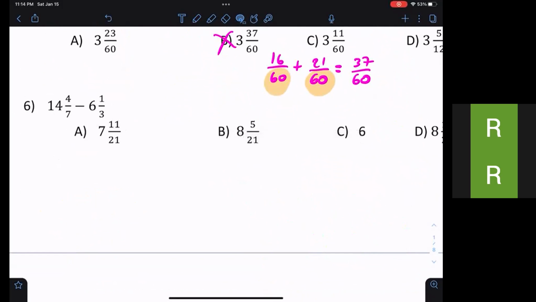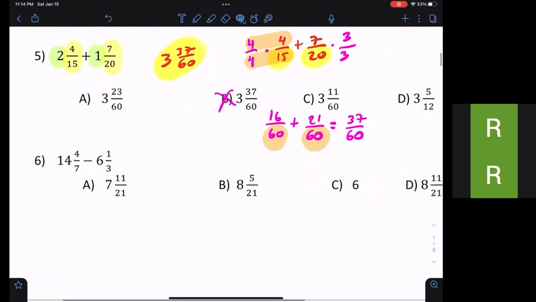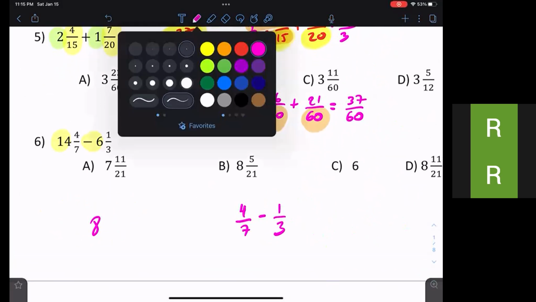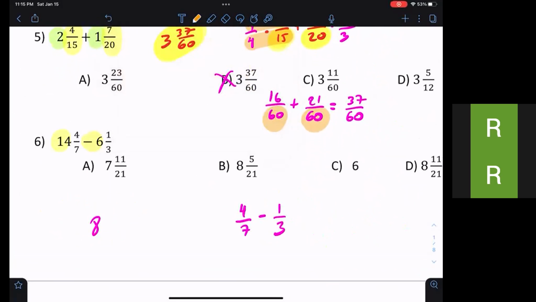So here they're asking you to subtract. Now the 5 was adding. Now you need to subtract. Same thing. 14 minus 6. What is 14 minus 6? 8. And now you have the proper fractions, right? Now you need to find a common denominator, right? So what is the common denominator between 7 and 3? 21. So you need to multiply here by 3, and here you need to multiply by 7.